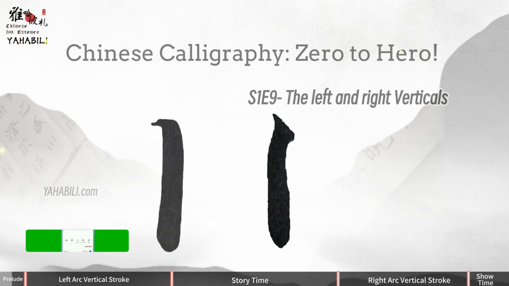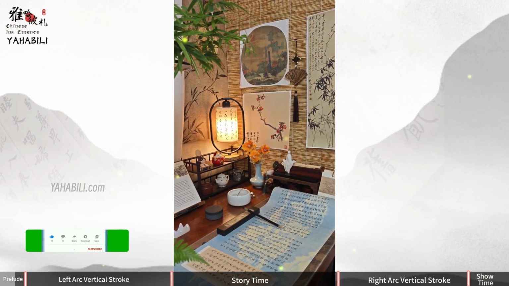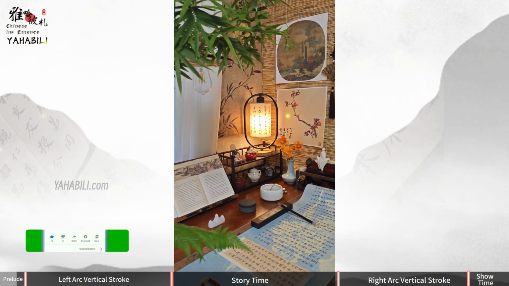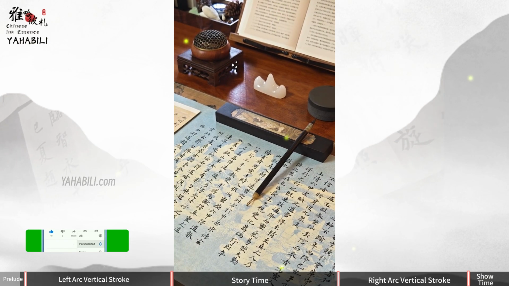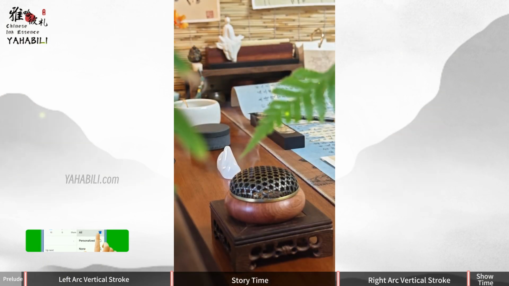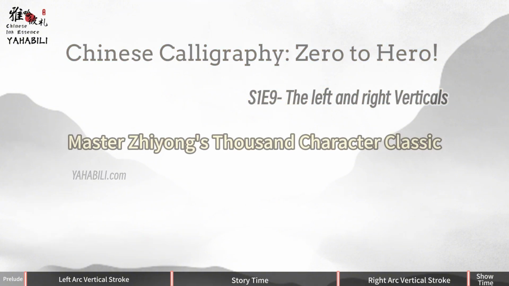In story time, 221 BCE, China was fractured by seven kingdoms and seven writing systems. Chaos in every character. Then came one empire, one script. I'll tell you in story time.